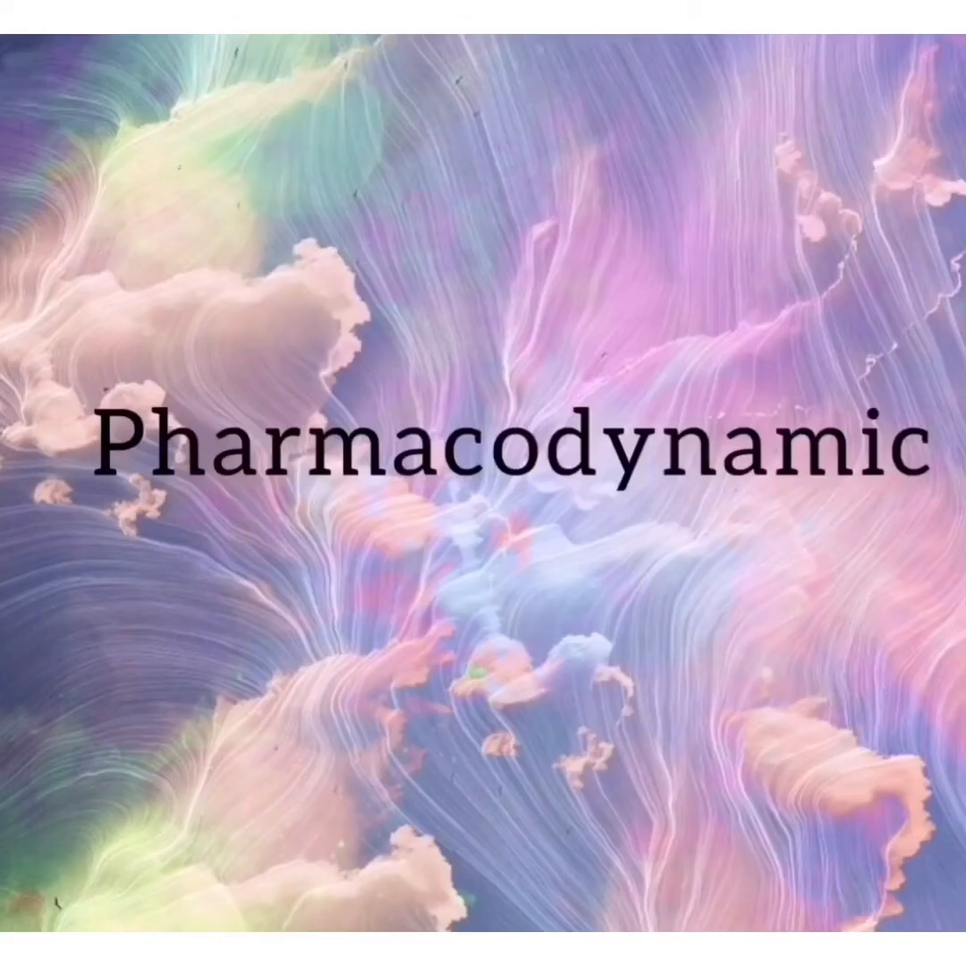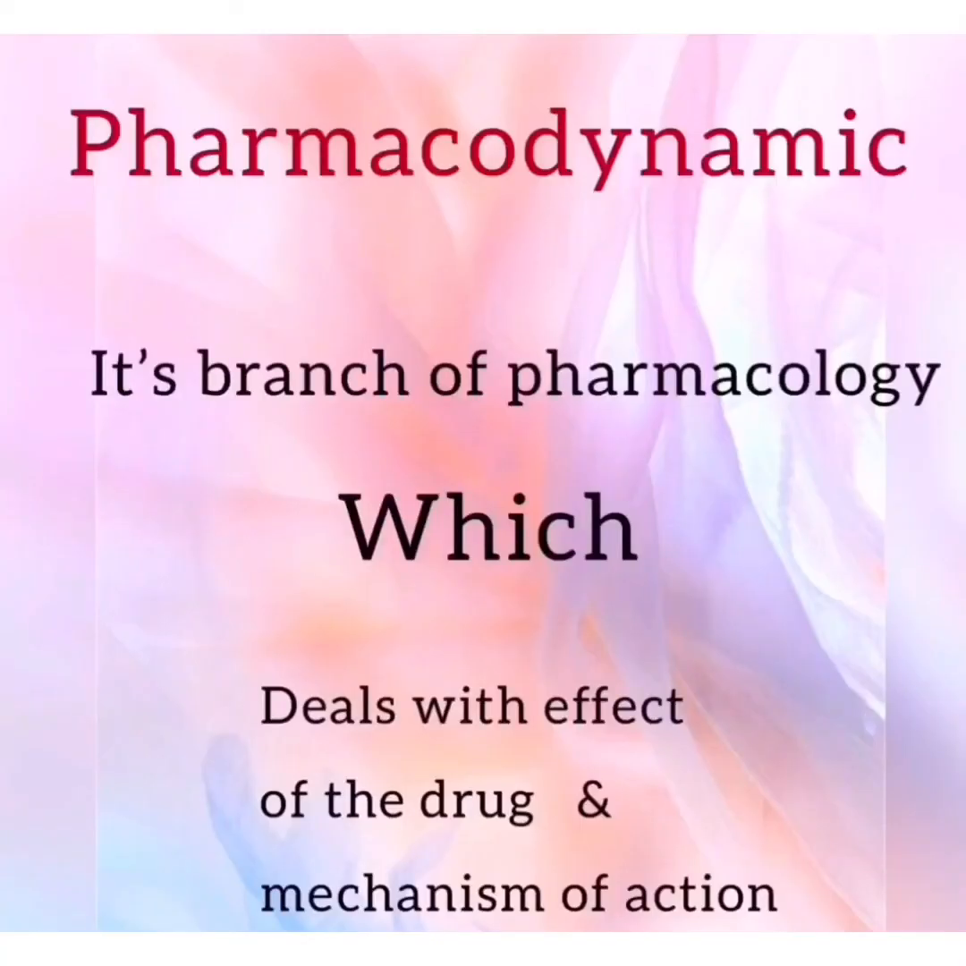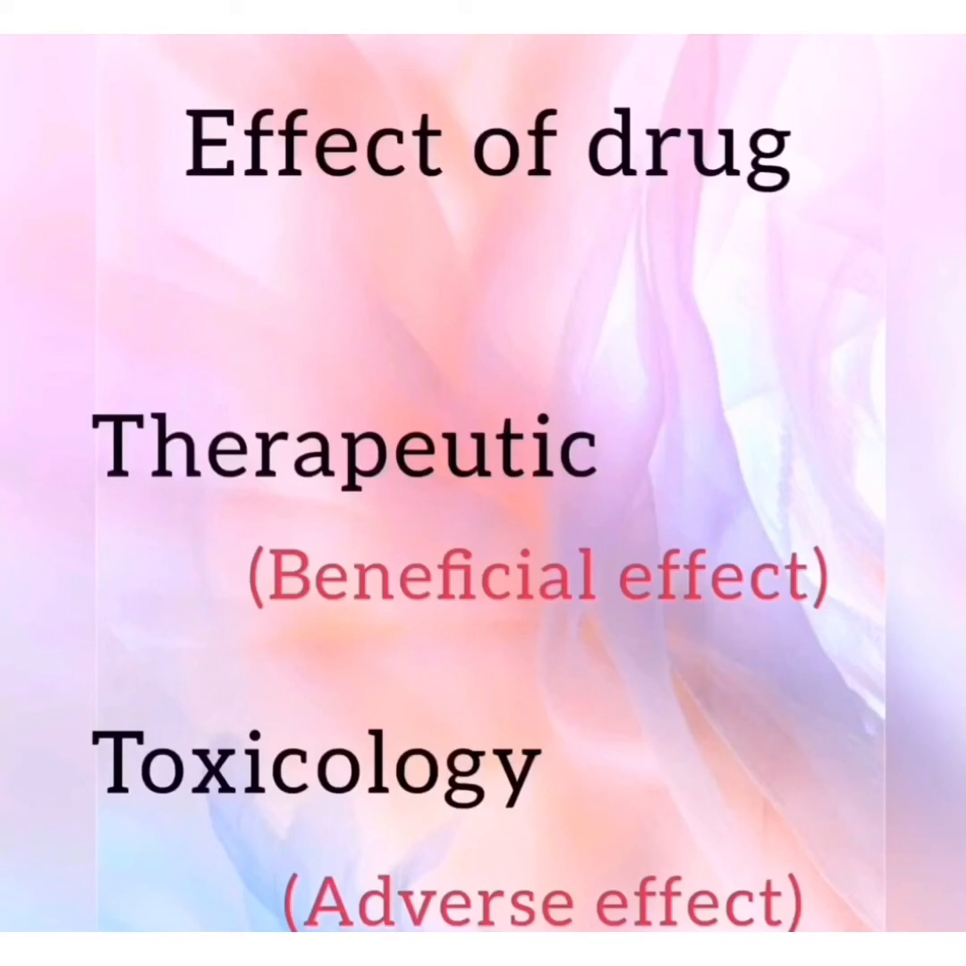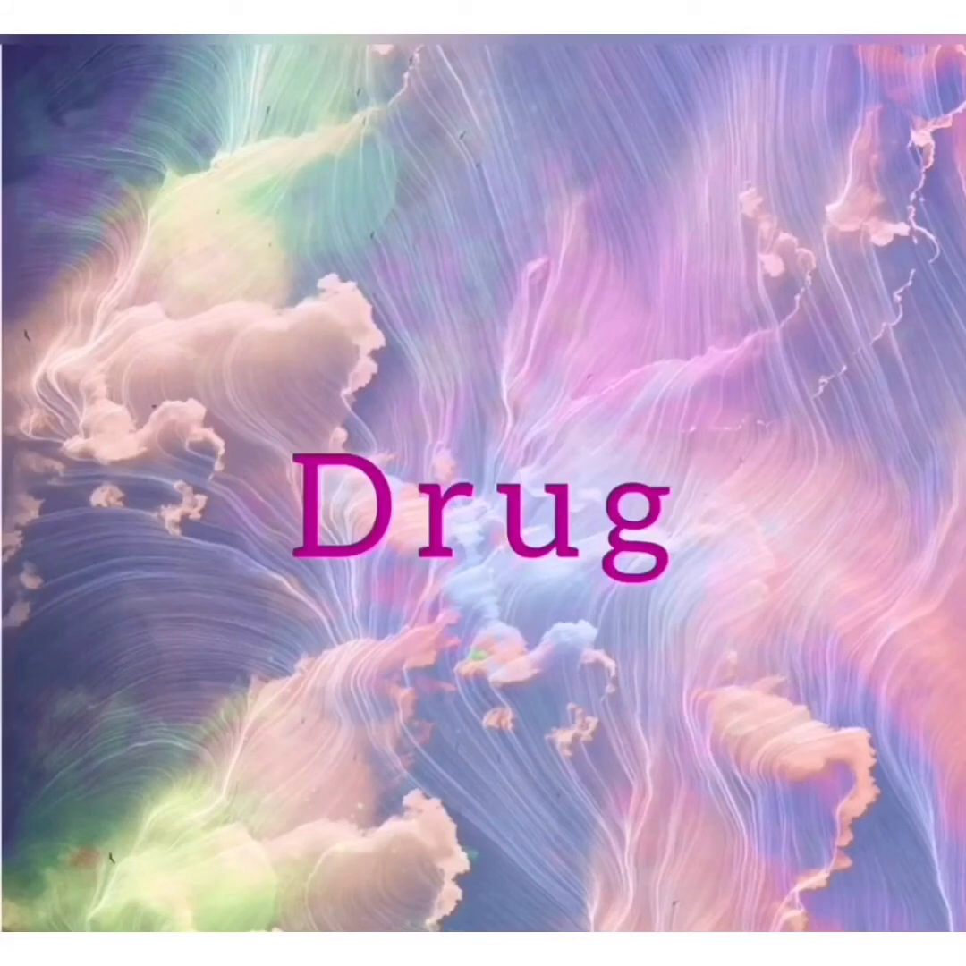Now we go through pharmacodynamic. Pharmacodynamic is a branch of pharmacology which deals with the effect of a drug and mechanism of action. Pharmacokinetic versus pharmacodynamic. Pharmacodynamics deals with drug action and mechanism, as we said, and pharmacokinetic deals with the absorption, distribution, metabolism, and excretion. Drugs has two effects, therapeutic and toxicology, and I will tell you after we reach drug. Yes, drug.